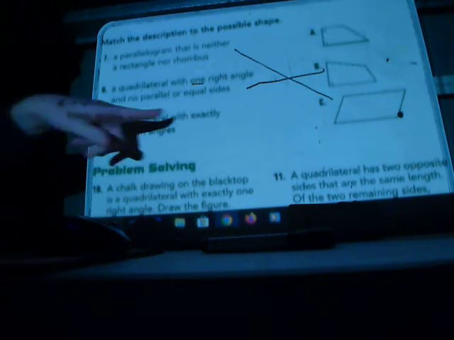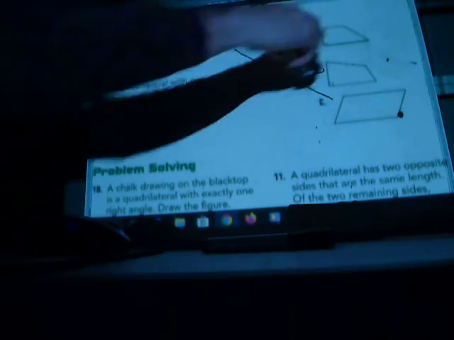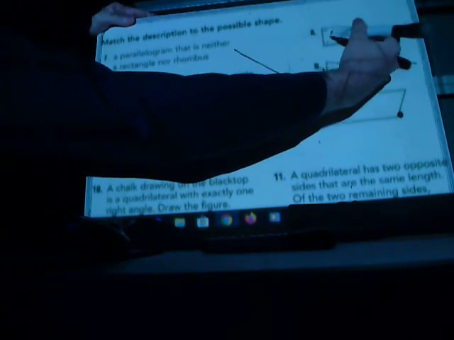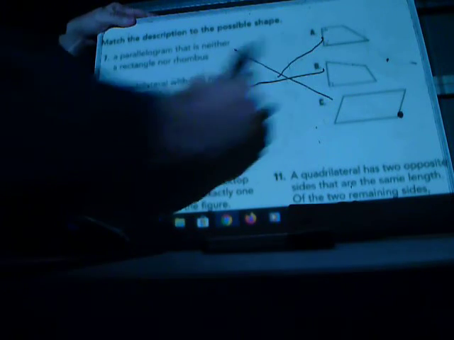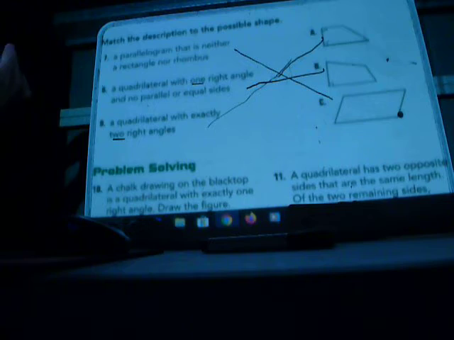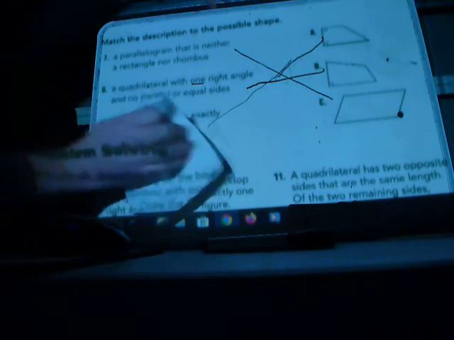This is a quadrilateral with exactly two right angles. There's a right angle, there's a right angle, so that one goes to that one. Two right angles. And we'll try some problem solving.